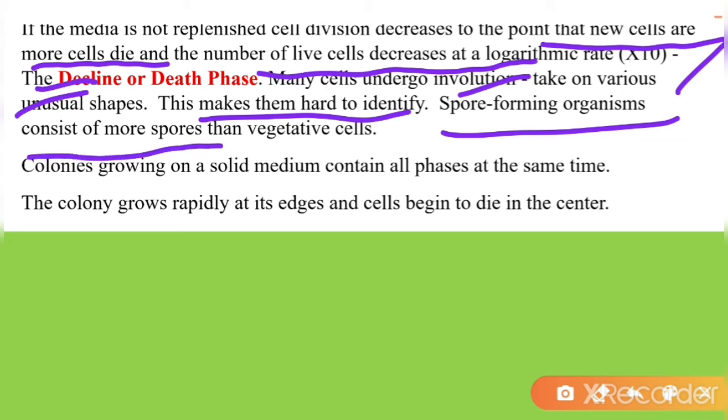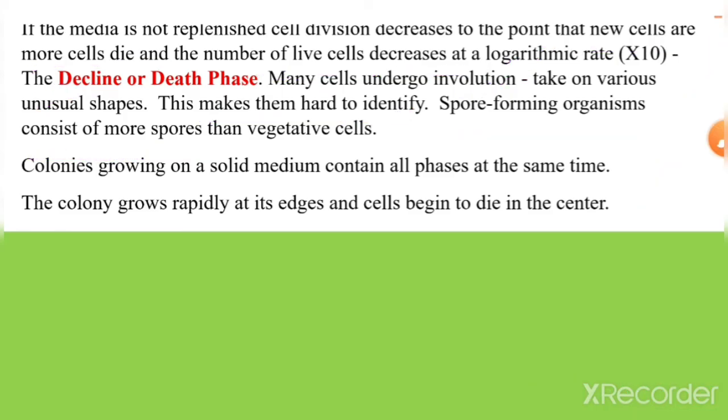A colony growing on solid medium contains all phases at the same time. The colony grows rapidly, it ages, and cells begin to die in the center. Now see, at the end of the stationary phase, there is a high concentration of antibiotics or secondary metabolites. Due to that, these secondary metabolites will act on other types of bacterial cells, and these other bacterial cells will die very easily. That's why there is a decline in the bacterial number, and in the graph also.